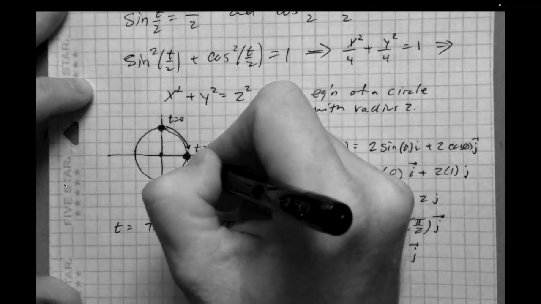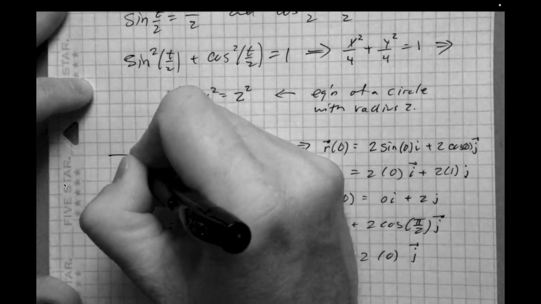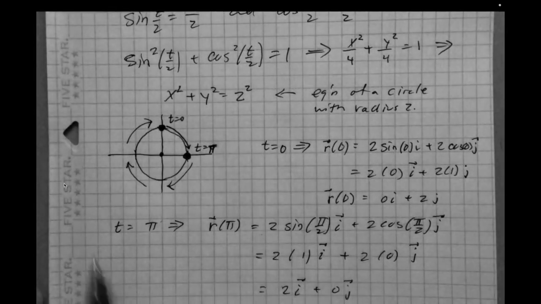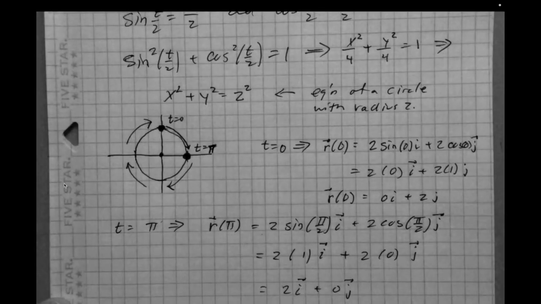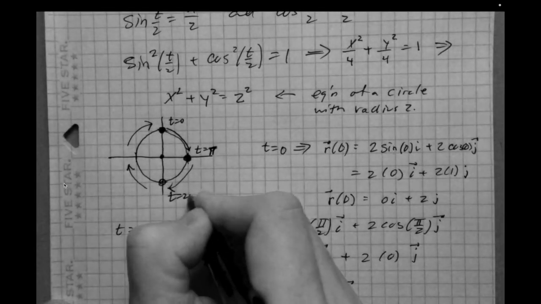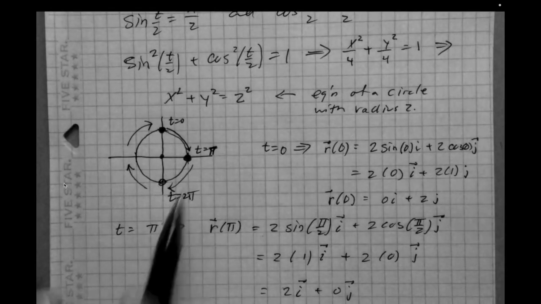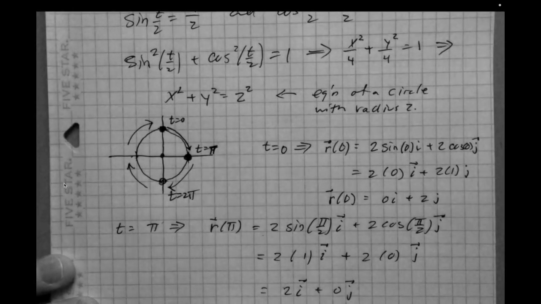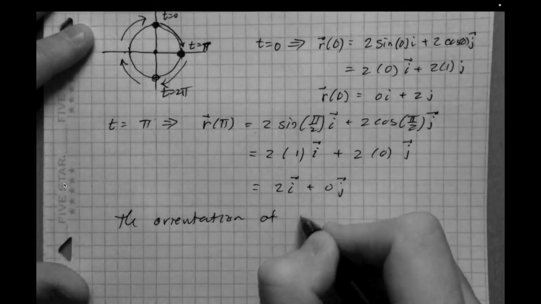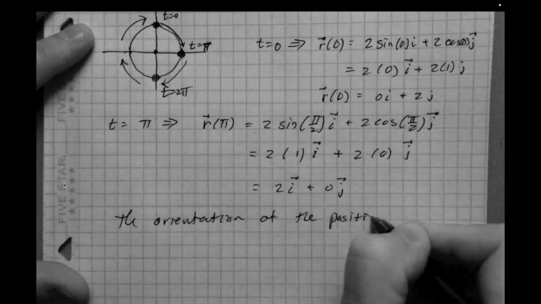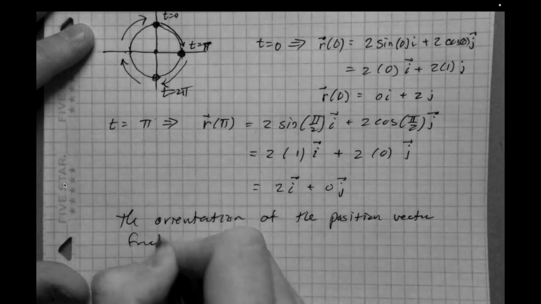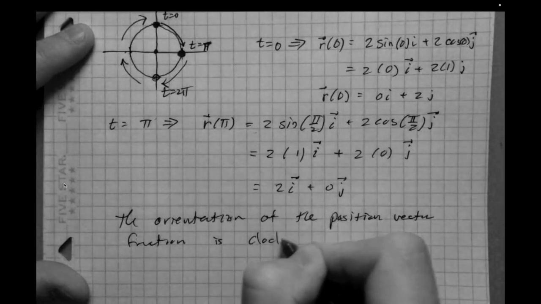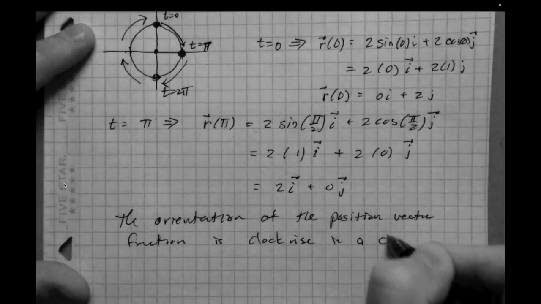Yeah. So there's an orientation here, and it's going to be a clockwise orientation. And you could plug in a few more values to see exactly what that looks like. Maybe the next value to plug in would be 2 pi, and I bet you get something down here. And then if you plug in 3 pi, you would probably get this guy over here, right? Okay, so the orientation of the position vector function is clockwise in a circle, obviously.